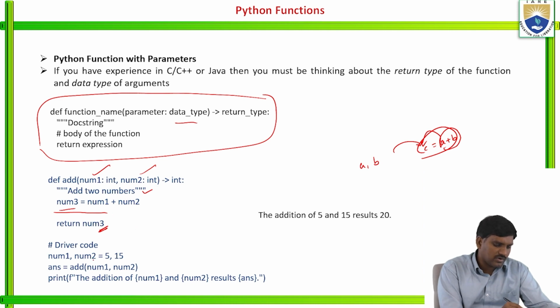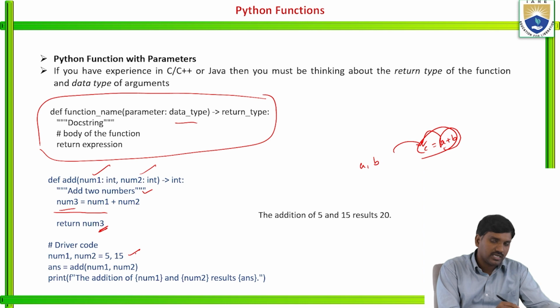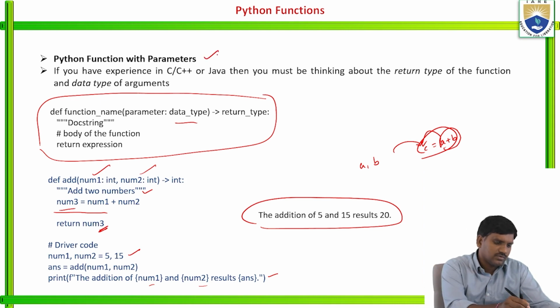In the driver code, number1 and number2 can be whatever values you like. I am giving 5 and 15 on my own laptop. The answer is add of number1, number2. It gives the addition of 5 and 15, and the result is 20. The sum of 5 and 15 is nothing but 20. So this is a function with parameters in Python.